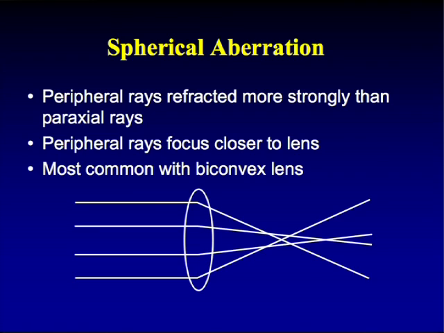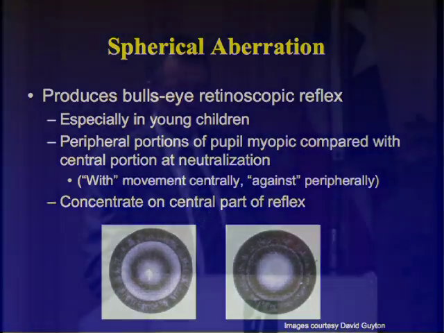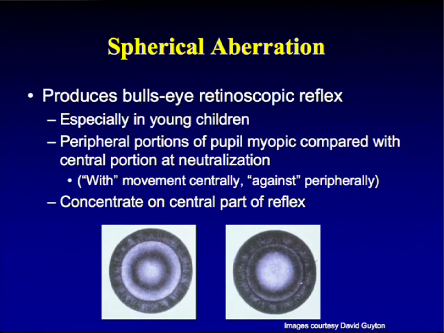Where is that clinically important? Well, we see it when we're doing retinoscopy, especially in young kids whose pupils dilate widely. I don't know if you've seen this before, but you'll see with movement centrally, but you'll see against movement peripherally, and then you don't really know which part of the refraction you're trying to neutralize. The reason that happens is because of spherical aberration, where the lens is stronger in the periphery than it is in the center. The practical outcome is that you want to concentrate your refraction on the center of the pupil, because that's the part that's still going to be exposed once dilation wears off.